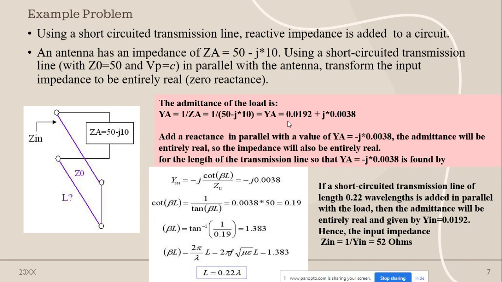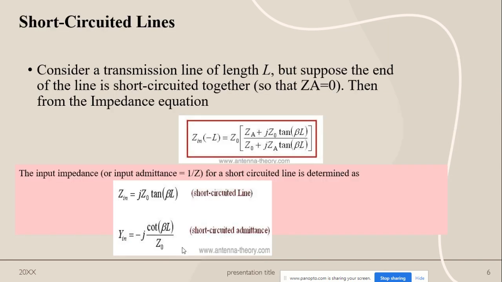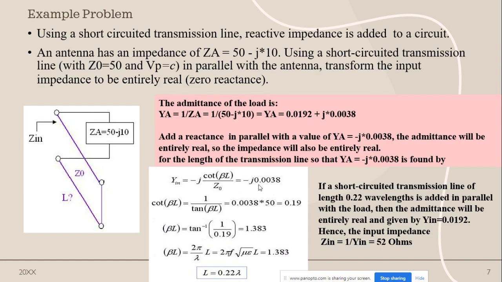So YA is equal to 0.0192 plus j 0.0038. Now we are going to add a reactance in parallel with YA in order to make the admittance entirely real, so that the impedance will be entirely real for the length of the transmission line. So how do I find Yin? You have a formula here. Yin is minus j into cot beta L by Z naught, which is nothing but minus j 0.0038.